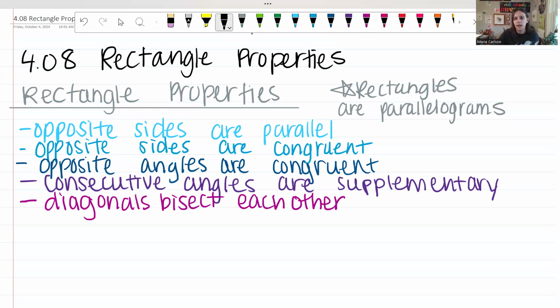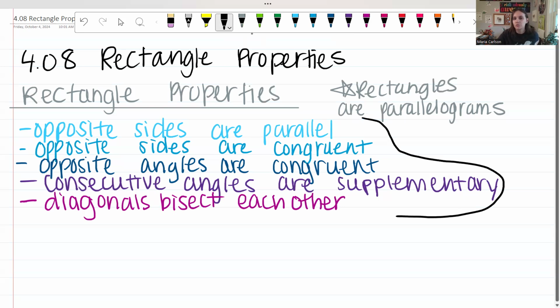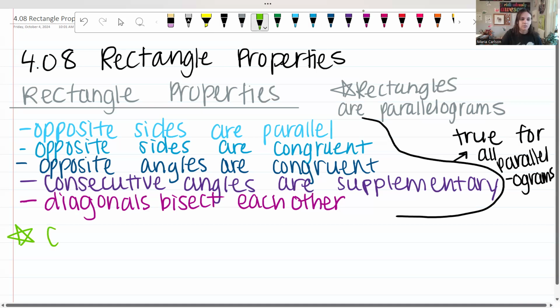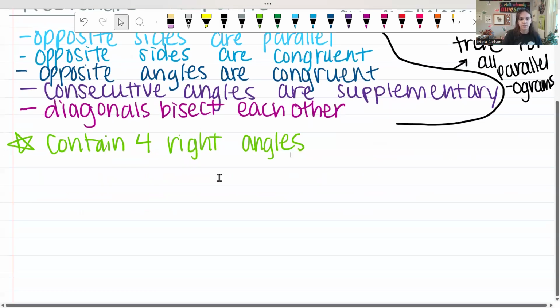So these 5 properties here are true for all parallelograms, which means they are true for rectangles. So what are properties that are true specifically to rectangles? Rectangles contain 4 right angles. So each angle is a right angle in a rectangle.